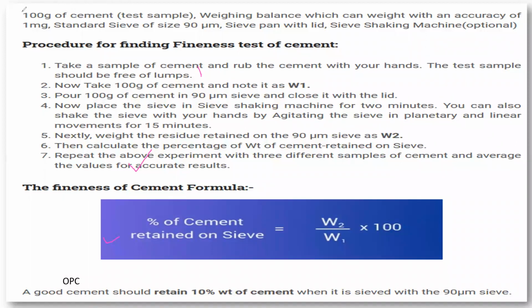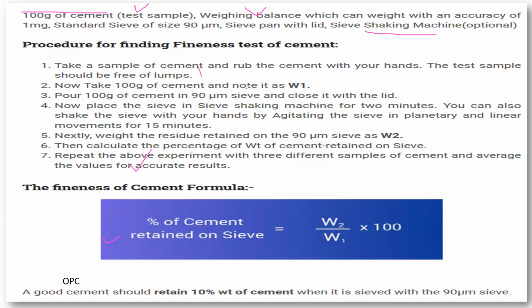So first, we require 100 gram of cement, because we need to test the sample. I mean, we need to test the fineness of a cement. Then we require a weighing balance. Then we require this sieve shaking machine. If it is there, well and good. If it is not there, also it's okay. Then we require a sieve pan with a lid, and we require a 90 micron sieve.